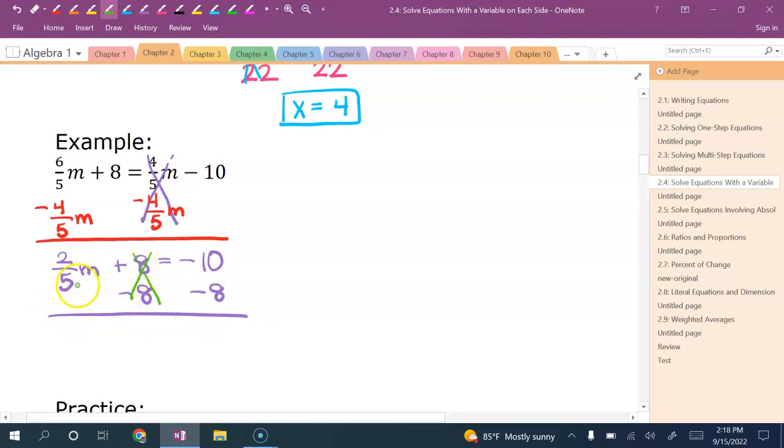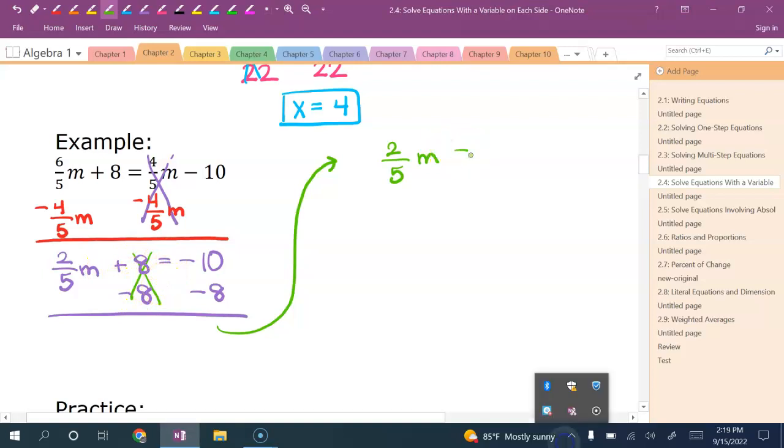So I've got this 2/5 m, and I'm going to bring this up here so I have a little bit more room. So 2/5 m is left on the left-hand side. My positive 8 and negative 8 have canceled. I bring down the equal sign. Be really careful here because it's negative 10 minus 8. So that would actually be negative 18 when I combine those.